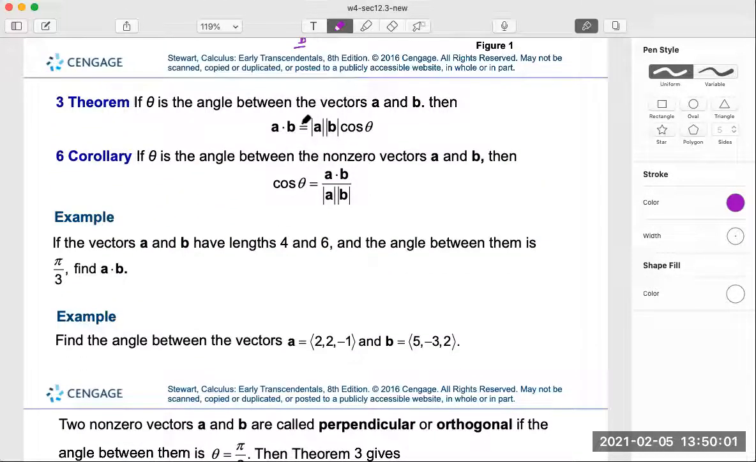From the definition, A dot B will be the magnitude of A times the magnitude of B and the cosine of the angle between them.